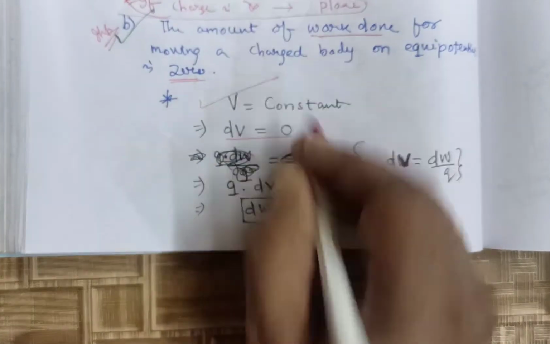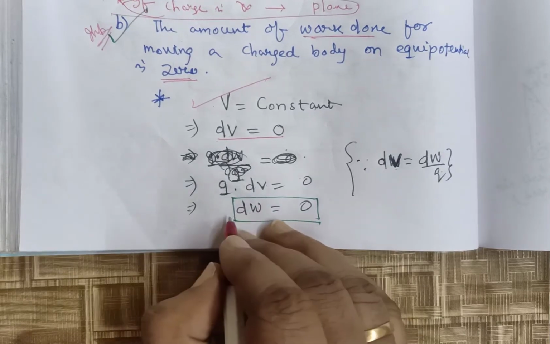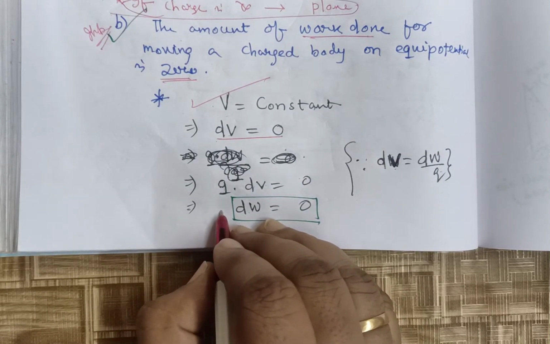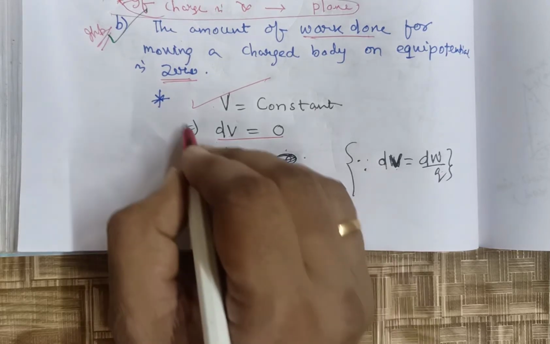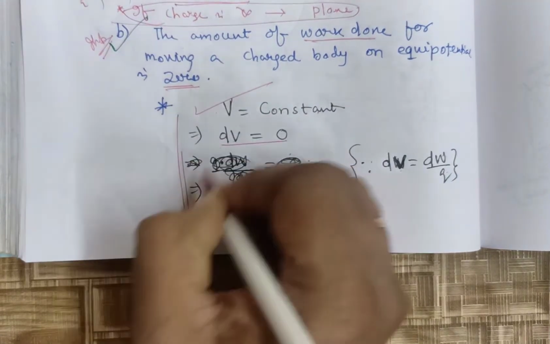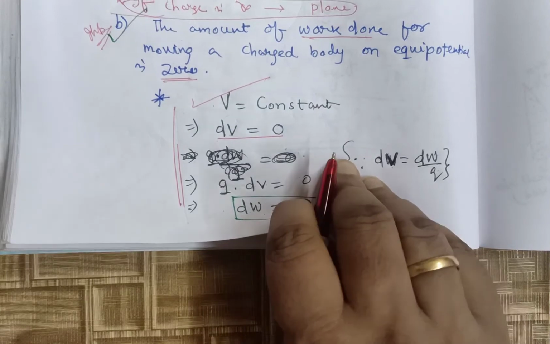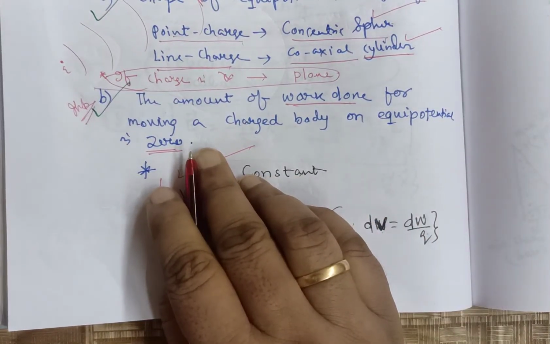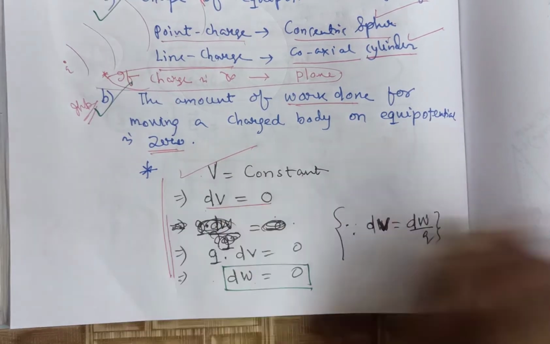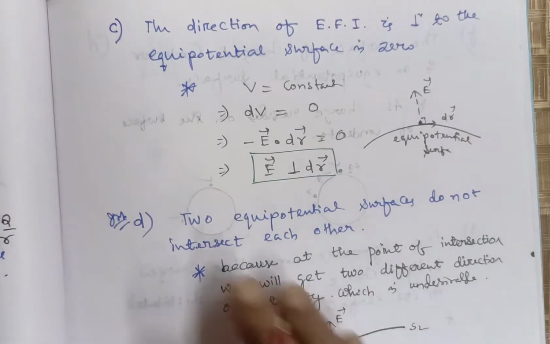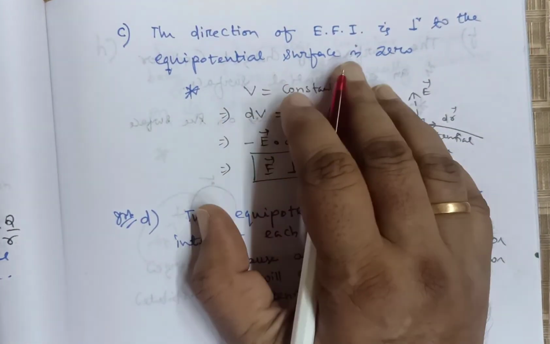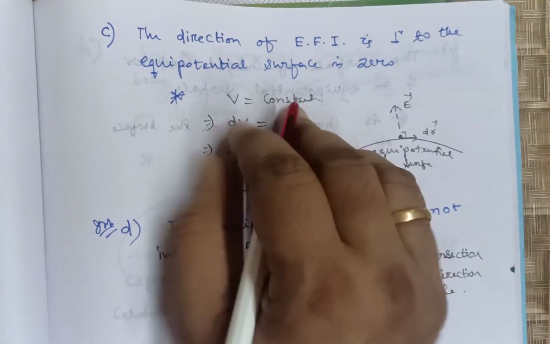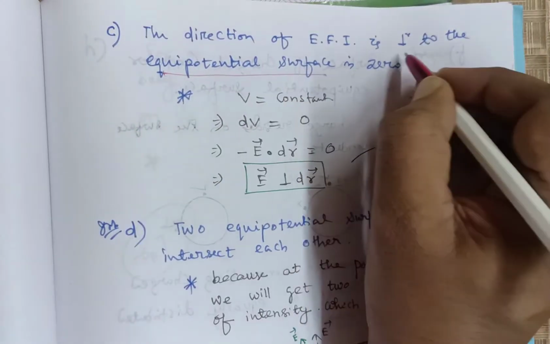So as the potential is constant, the amount of work done on the equipotential surface for moving a charged body is always 0. This is the analysis part, and this is the point you should remember. The amount of work done for moving a charged body on the equipotential surface is always 0. Then we will go for the third point. What is this point here? The direction of electric field intensity is perpendicular to the equipotential surface.